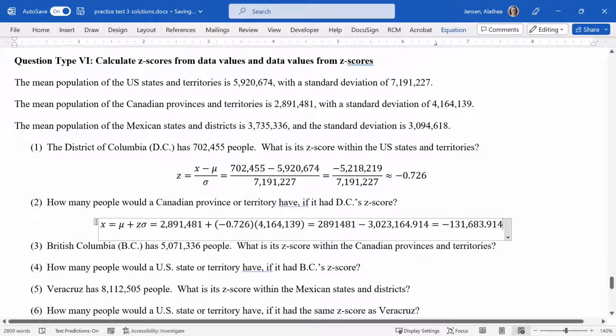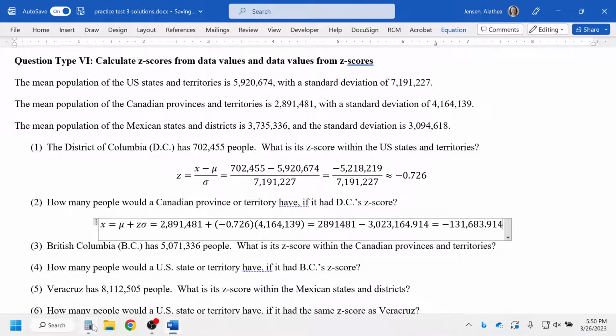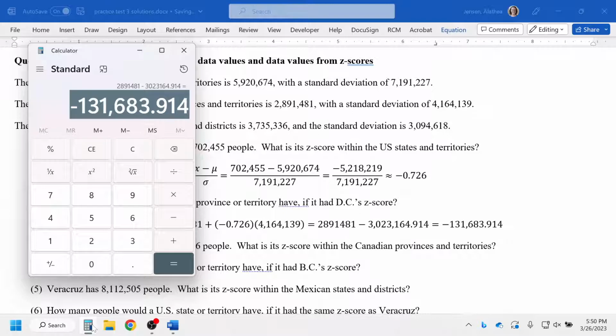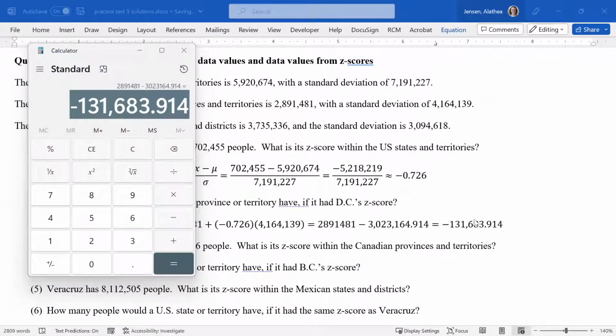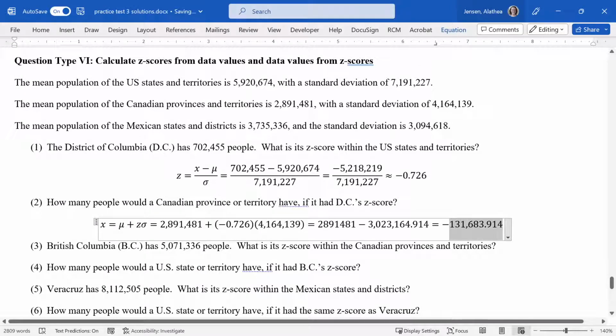I guess it is. I mean, it doesn't make sense because this is a negative number of people, so we'd have to have zombies or something. Wait a minute. Yeah, I mean, I guess this is the right answer. We didn't make any mistakes that I can find.